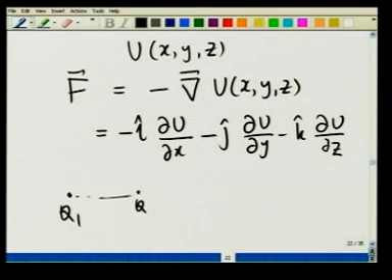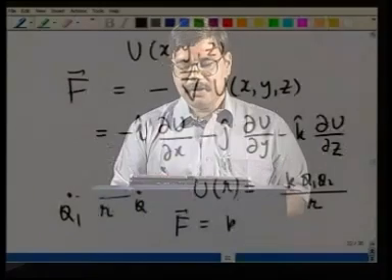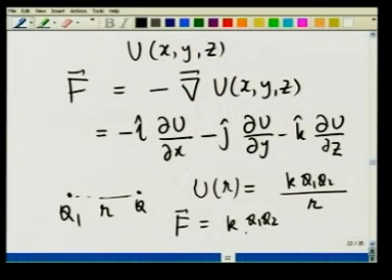As a simple example, let us take again a charge q1 and charge q2 at a distance r from it, and we have already seen, and you also know, that U(r) is given as k q1 q2 over r. If I want to get the x, y and z components, you take this derivative and you will see that the force F would come out to be correctly k q1 q2 over r squared r-hat. I leave this as an exercise.